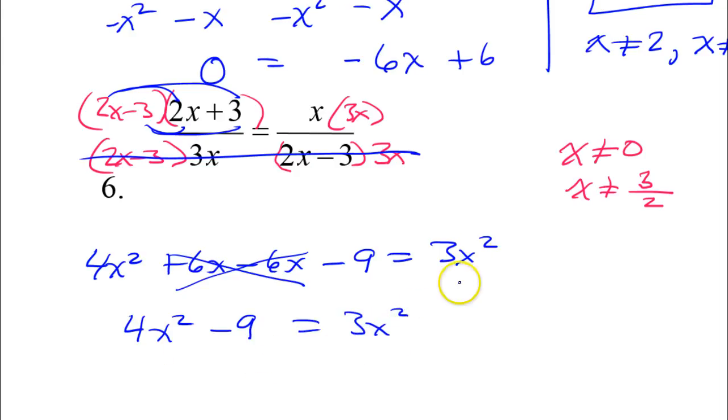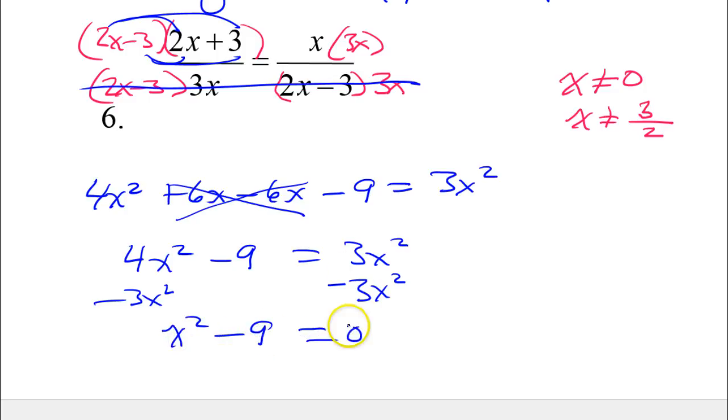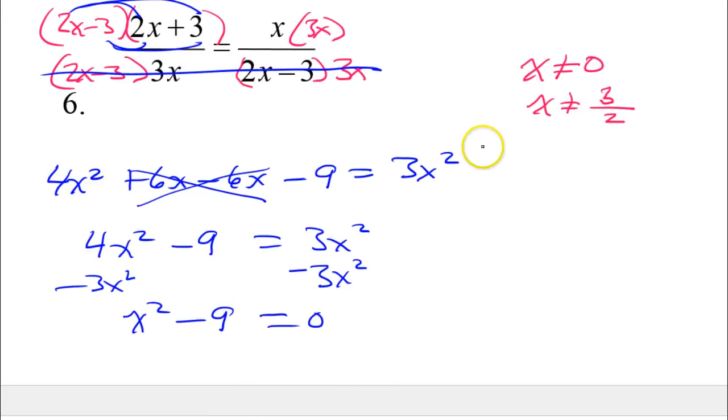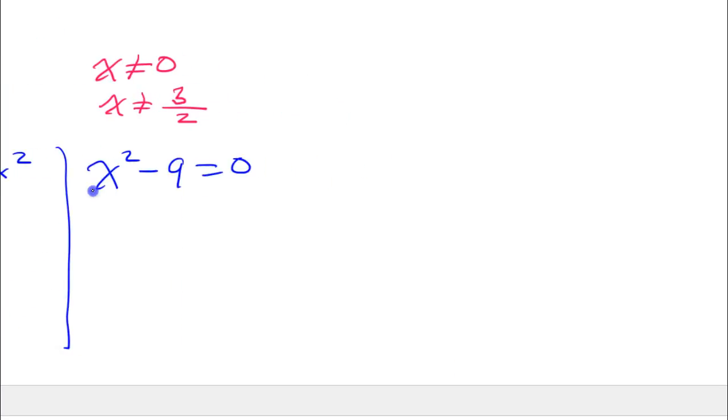Let's get these x squared terms together. So if I subtract 3x squared from both sides, that gives me x squared minus 9 equals 0. So look, right now I have a choice. In fact, let me recopy this. So I have x squared minus 9 equals 0. Here's my choice. I'm going to solve this two ways.